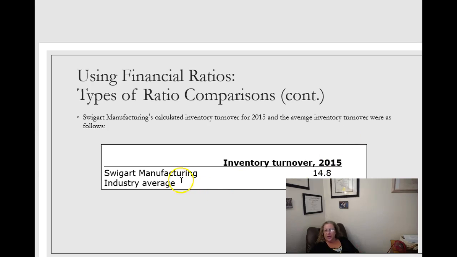And we can see here Swigert Manufacturing has an average of 14.8, so that's not very good, right? So that's what that can tell us. Swigert Manufacturing needs to do something to move that inventory, right? Because if I'm looking at this and I'm thinking of investing in Swigert Manufacturing and I see that they have a 14.8 inventory turnover ratio compared to the industry average of 9.7, I'm probably going to pass.